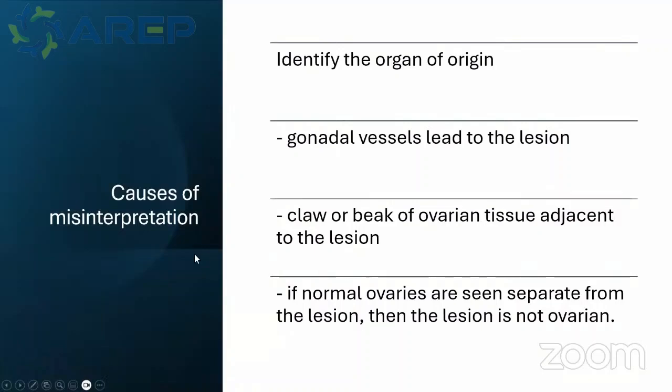So what are some causes of misinterpretation when we encounter an adnexal mass? The first important thing is we need to identify the organ of origin, if it is arising from the ovaries or other structures in the pelvis. So we can trace the gonadal vessels to the lesion, and that means it's ovarian in origin. Or if we are able to identify a claw or beak of ovarian tissue adjacent to the lesion, then it confirms the origin of the lesion as ovarian. If normal ovaries are seen separate from the lesion, then the lesion is not ovarian. The most common lesion mistaken for an adnexal lesion is a subserosal fibroid, which arises from the uterus. In those conditions, we can see bridging vessels between the uterus and the lesion, and that can be a useful imaging finding to identify the organ of origin.